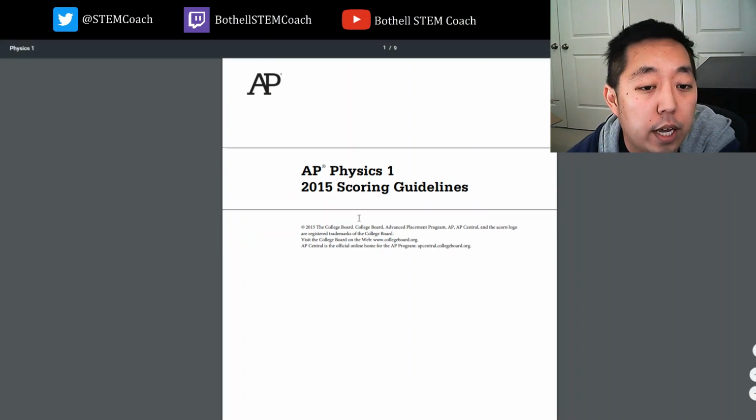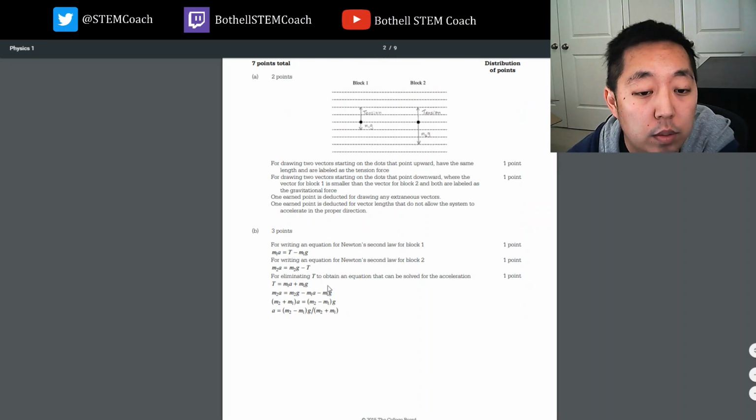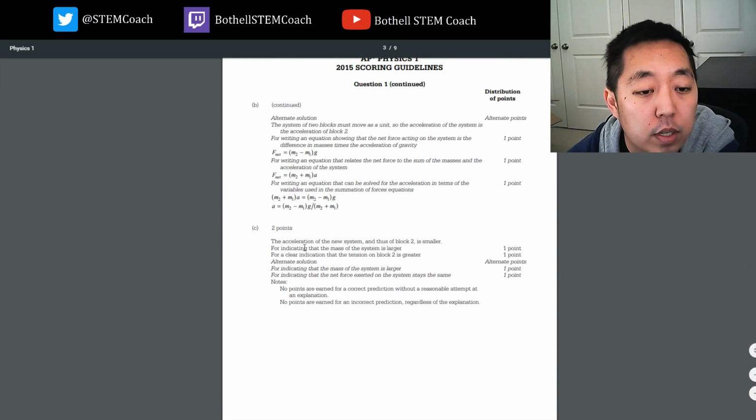Okay, so let's take a look at the scoring guidelines for this one. Tension, M1G, M2G, tension. That's good. See, they wanted the dots. They wanted tension to go upward, have the same length, labeled as the tension force. They wanted M2G to be bigger than M1G, and labeled, and there are no other forces. A equals M2 minus M1 times G over M2 plus M1. The acceleration of the new system, and thus block 2, is smaller, indicating the mass of the system is larger, or for a clear indication, the tension on block 2 is greater. I didn't say it this way.